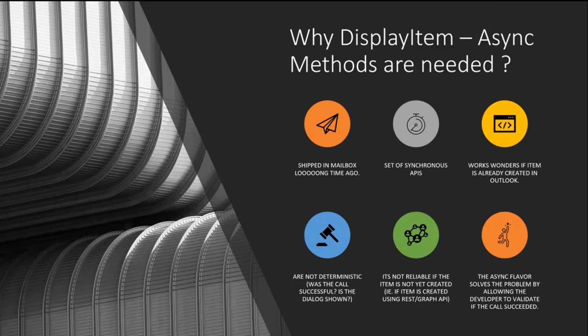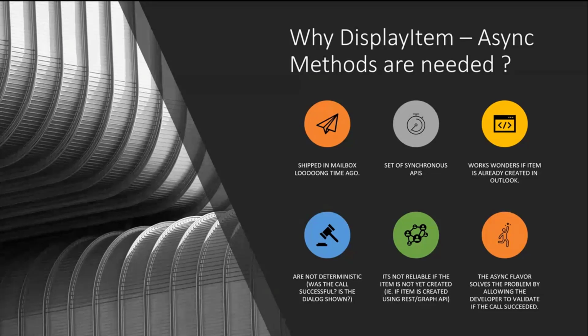And basically, if you have a synchronous method and the item doesn't exist already in your Outlook, then this API is going to fail, and you don't have a way of knowing that it failed. So that is basically the problem that we have today. So we are adding for all these methods a way to check if the item actually was created, so you can see if the call was successful.